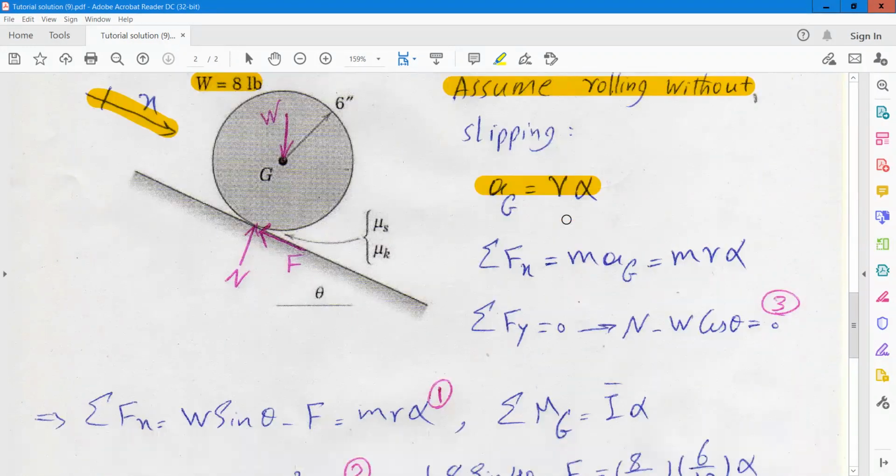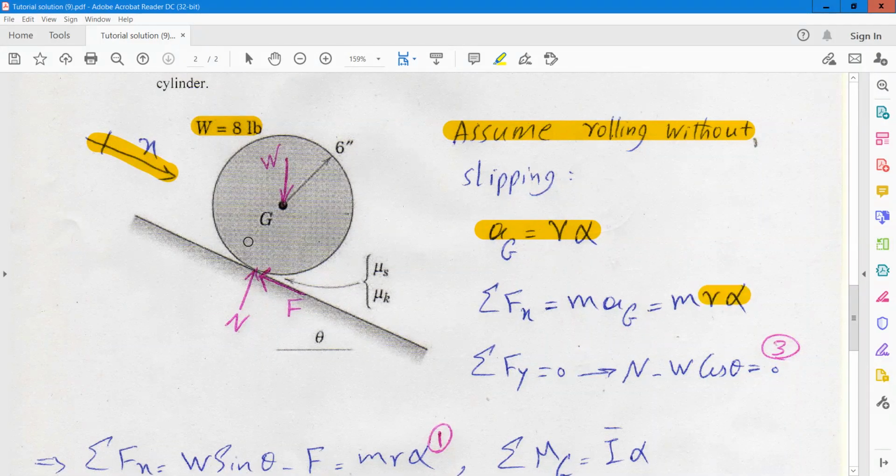If you write the force equation in the x direction, it's equal to m times a_G, the acceleration of the mass center. And instead of a_G, we can substitute r alpha. Also, you can write the force equation in the y direction, which is perpendicular to the inclined surface. But in this direction there is no motion, so the acceleration is 0. So the right-hand side of the equation is 0. So we can conclude that the normal reaction at this surface, this N, is equal to W cosine theta.